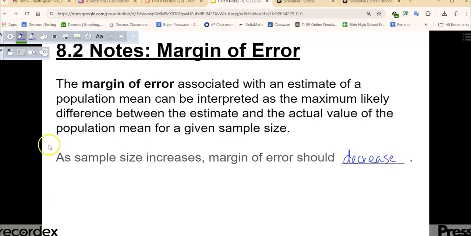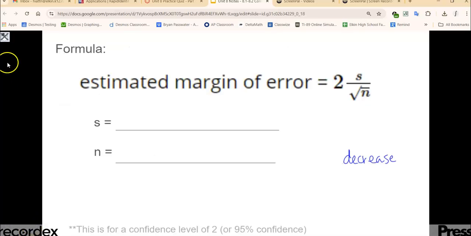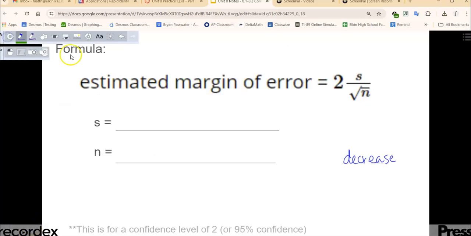Okay, so if we go over here, we have the formula for the margin of error. And this is your margin of error with a 95% confidence interval. It says down here, this is for a confidence level of 2 or 95% confidence.